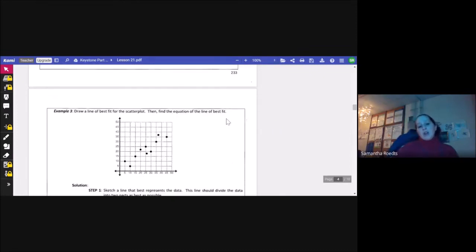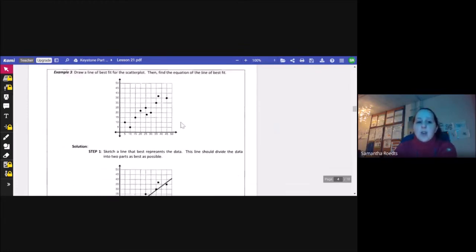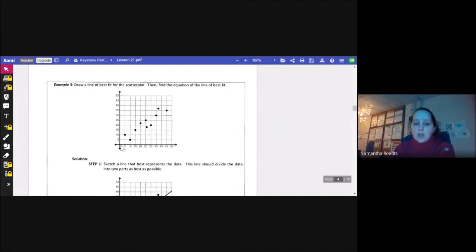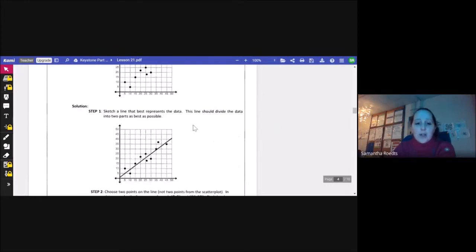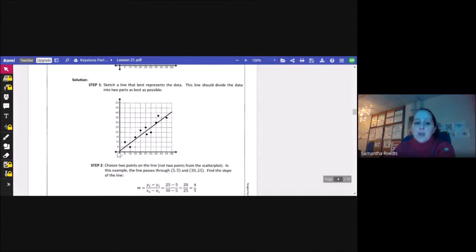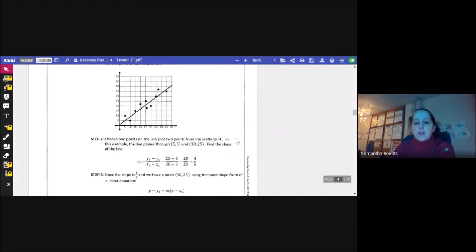So example 3, draw a line of best fit for the scatter plot, then find the equation of the line of best fit. So here is my information. I want to draw a line that equally divides these points. They should be close to the line. It should be a straight line. So step 1 was sketch the line that best represents the data. This line should divide the data into 2 parts as best as possible. So looking at this, I've got a couple dots above, couple below. I got a couple that are really close, almost touching.